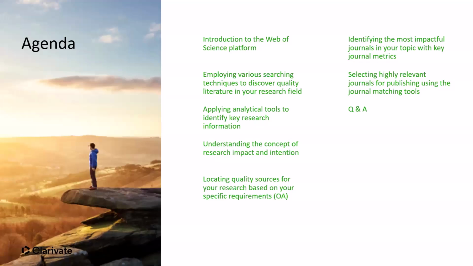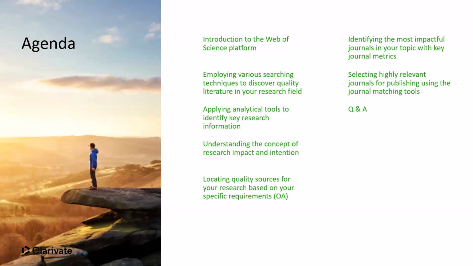Then we'll also be looking at being able to identify which are the most impactful journals in our particular topic by applying various journal metrics that help us assess or gauge the performance of a journal. And then finally, I'm going to be showing you a tool that isn't inside the Web of Science, but it's one of the Clarivate solutions that you can access called the Master Journal List.